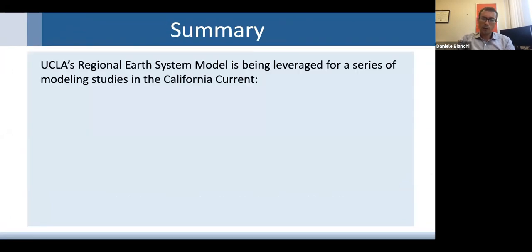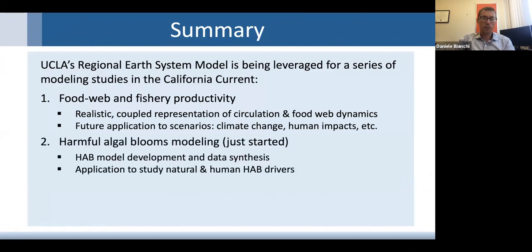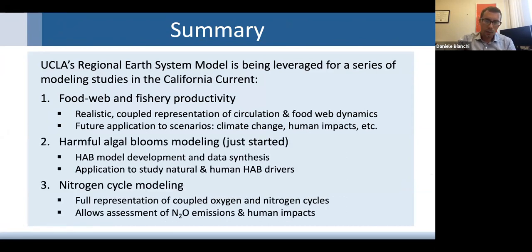So as a summary, we have this regional system model. We are leveraging it for a series of modeling studies: food web and fishery productivity, harmful algal blooms, nitrogen cycle, and I probably said already everything that there was to say. In the interest of time, I'm going to stop here and leave time for more questions.